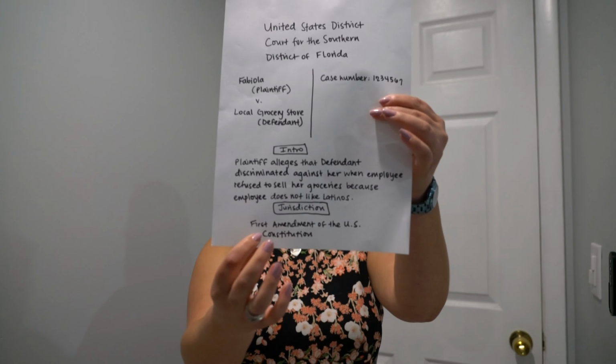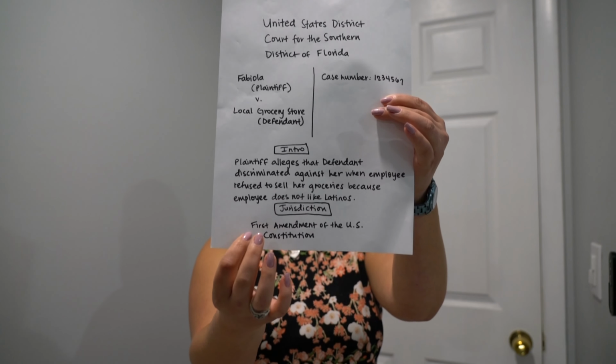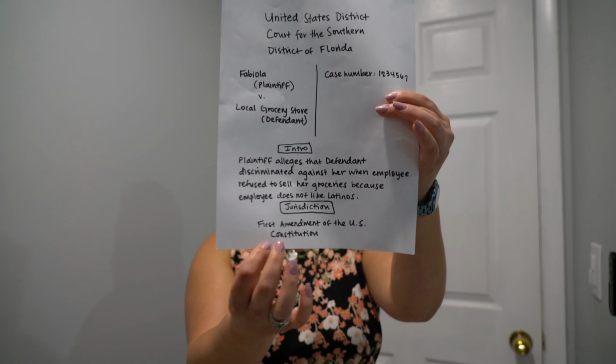So then you have to include in the complaint the jurisdiction, the basis of jurisdiction, which is the First Amendment to the U.S. Constitution, because the First Amendment says that you have a right to not be discriminated against, race, speech. It's just a long list, which I will get to in another video. So this would be the basis of the U.S. Constitution.